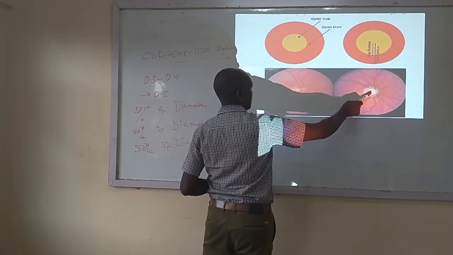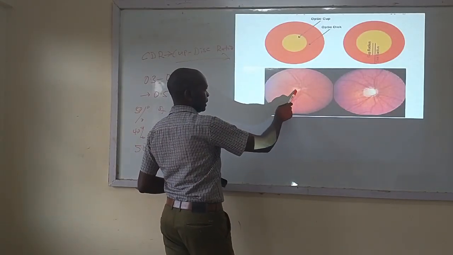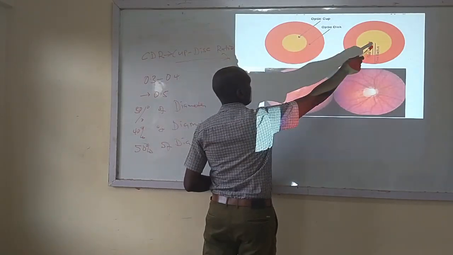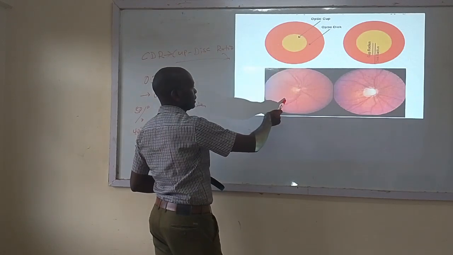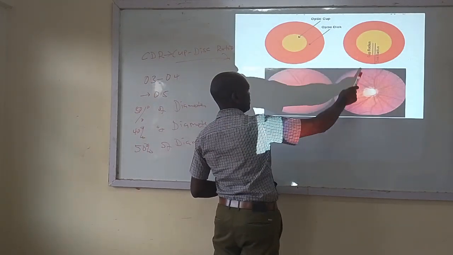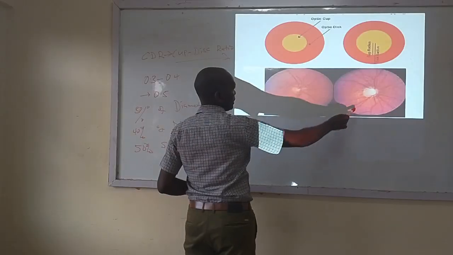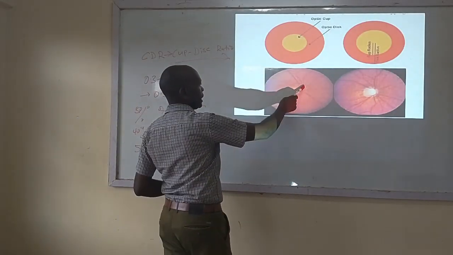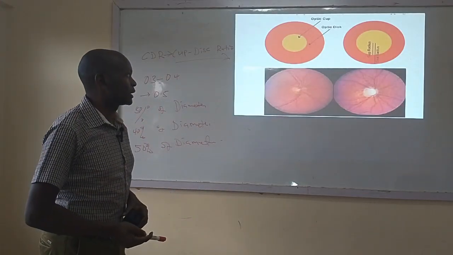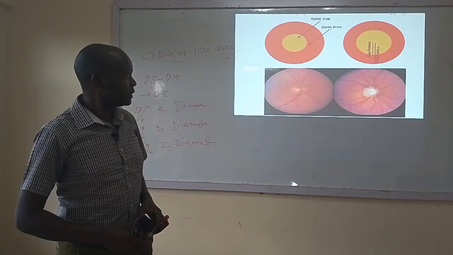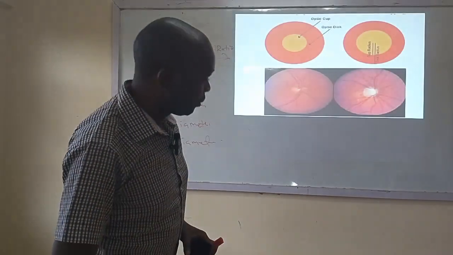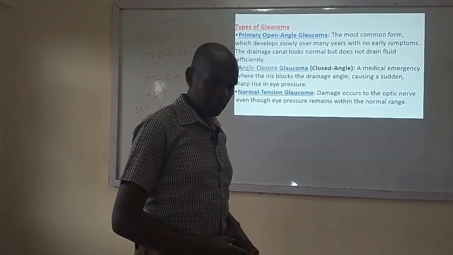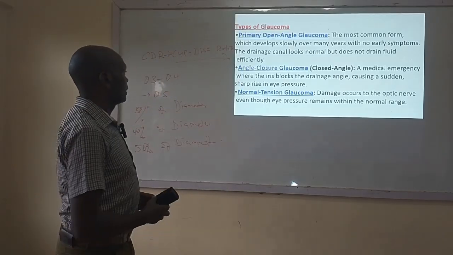So normally you can see even the optic cup here is not very bright compared to the optic cup here. So there's a small optic cup here, there is a large optic cup here. Same thing here, same thing here. So this one is a representation of this, while this one is a representation of this. So this is an increased cup disc ratio, while this is a normal cup disc ratio. So those are the findings that we find when we examine patients who have the issue of increased intraocular pressure.